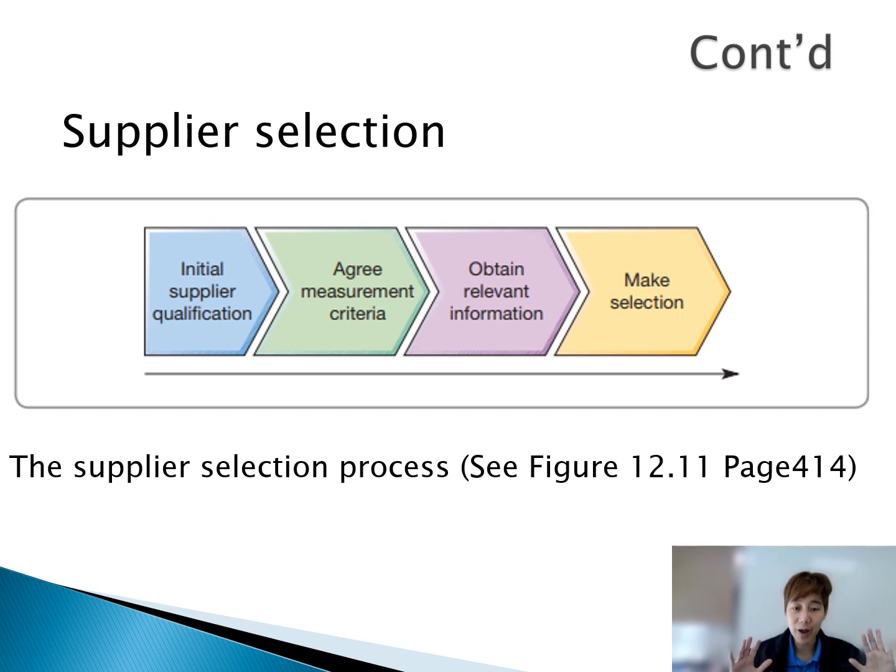qualified suppliers. And then you have to agree on measurement criteria. You have to make a score. How about the price? Company A, company B, company C. You have to weigh and see the criteria that you have. Every company must be reliable, with high reputation.